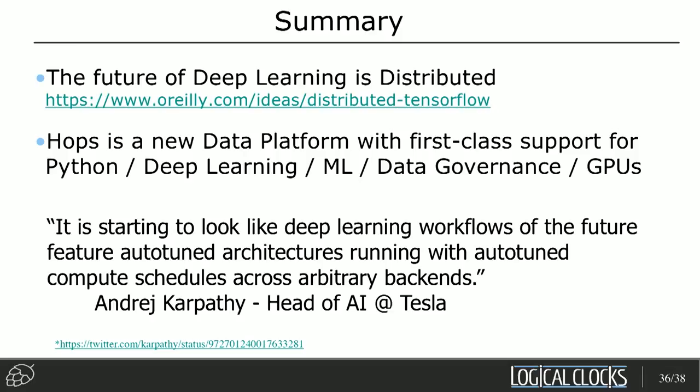So just to summarize, deep learning, it's going distributed. Hops is this European platform we've been working on in Sweden to help bring together a lot of open source technologies into a big data GPU platform. And really, we can see that the whole of the deep learning space is moving towards distribution as an underlying technology to enable us to achieve this vision that Andrej Karpathy talks about, which is that he expects deep learning workflows of the future to be auto-tuned feature architectures running on auto-tuned compute schedules across arbitrary backends.